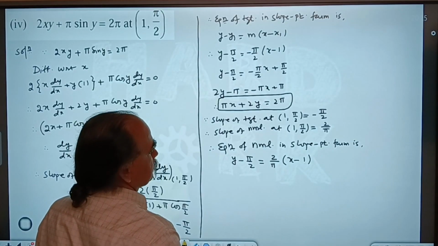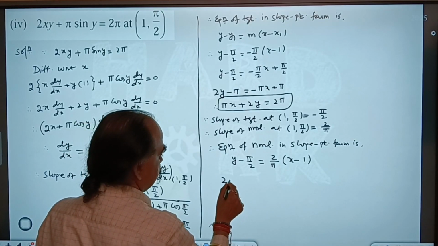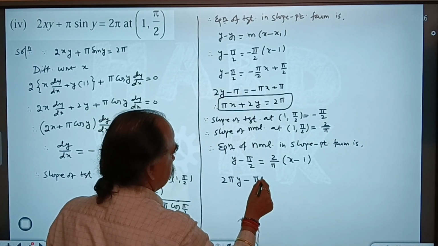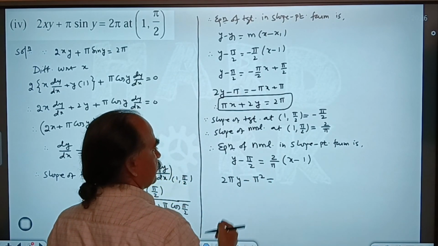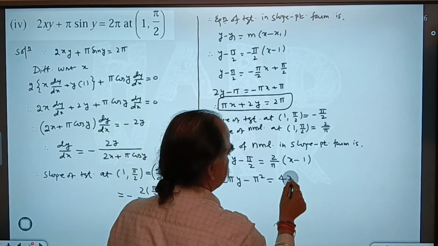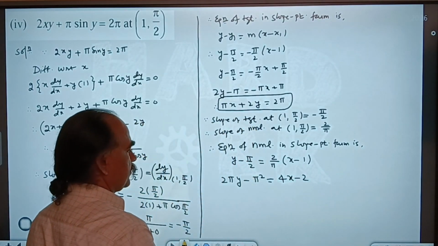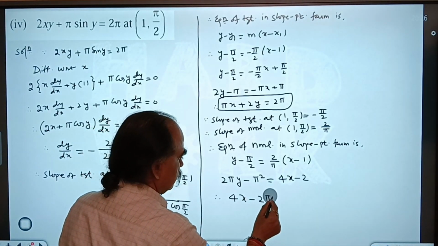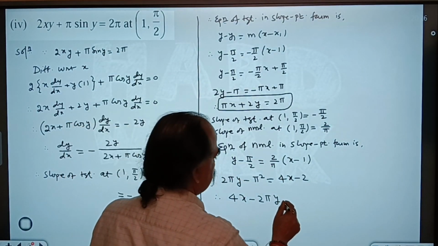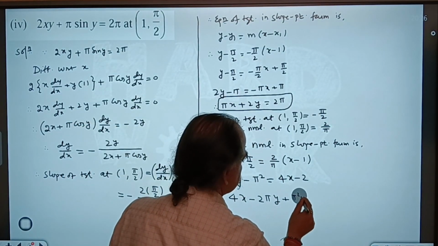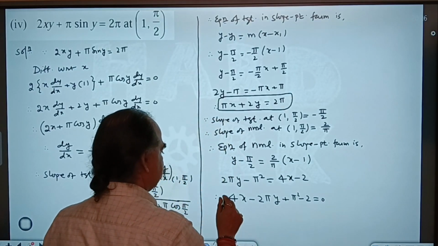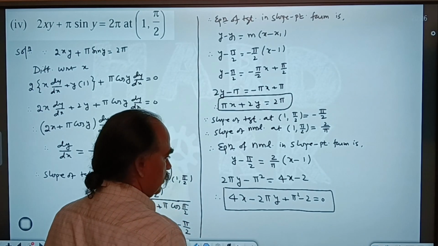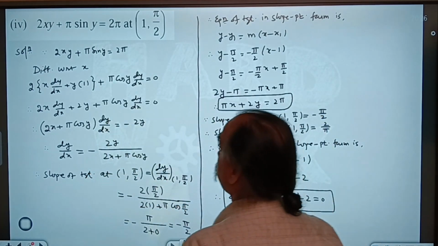Multiply through it by 2 pi. So here you will get 2 pi y minus pi square. 2 will get multiplied here, 4x minus 2. So 4x minus 2 pi y plus pi square minus. This is equation of normal.